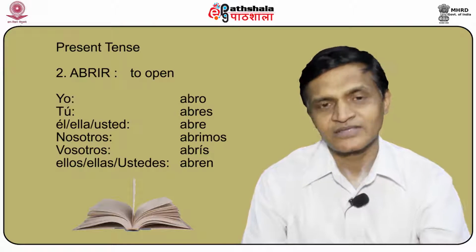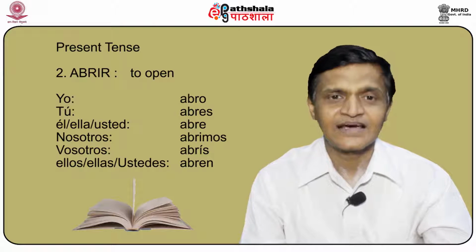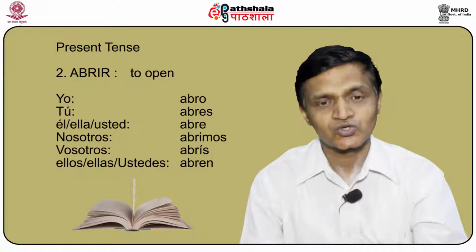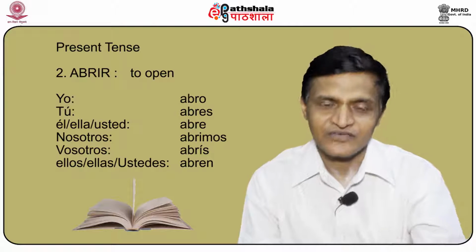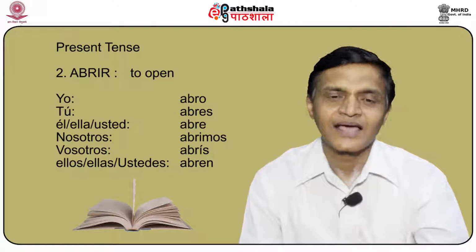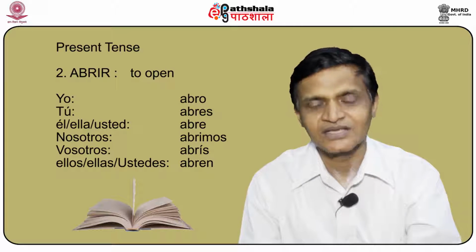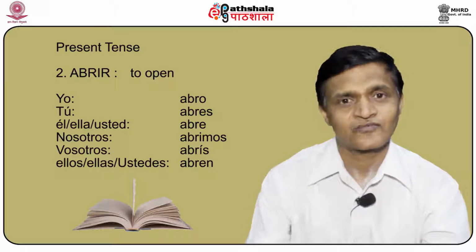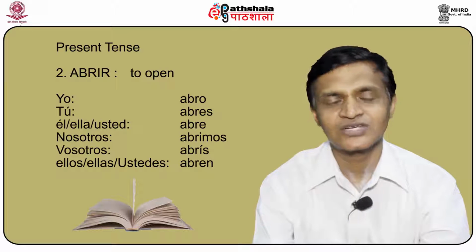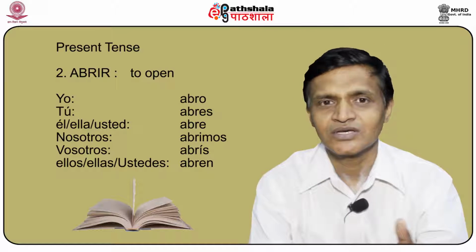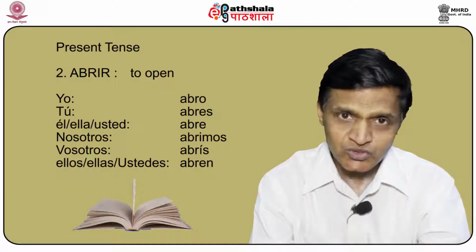Yo abro la puerta, tú abres la ventana, él, ella, usted abre la tienda, nosotros abrimos la cafetería, vosotros abrís tu tienda, ellos, ellas, ustedes abren la puerta. So, now we see for abrir also it is very easy to string this sentence as per the subject and the noun in the sentence, and all you have to do is to conjugate it.